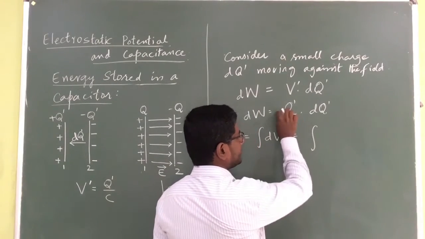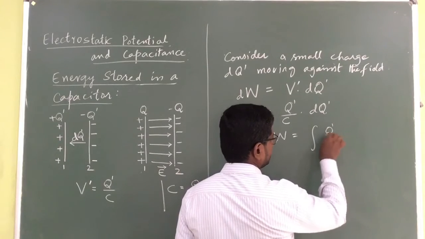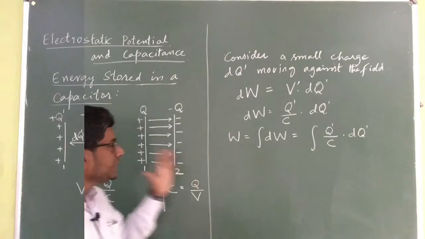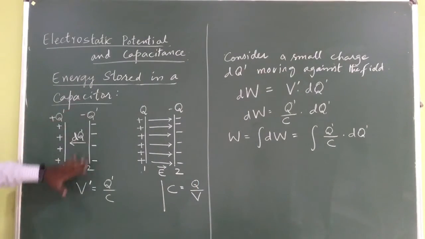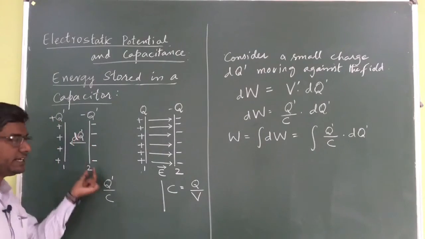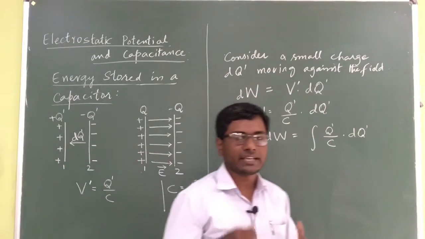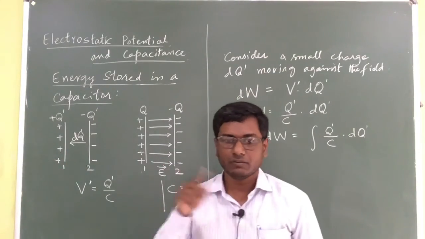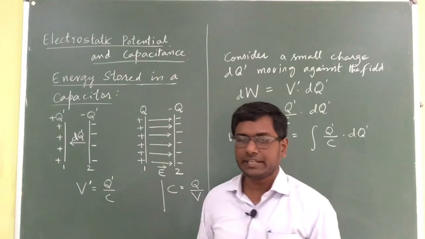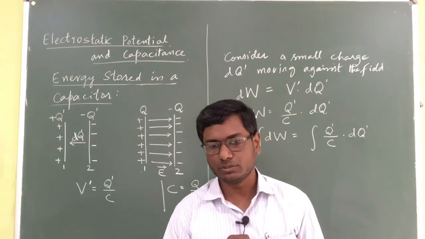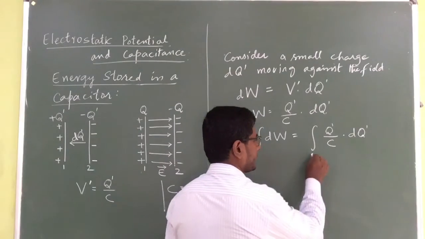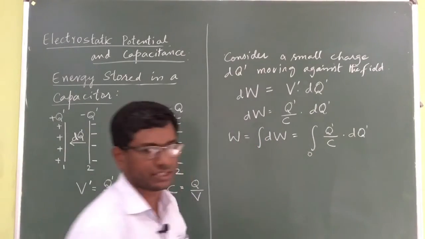dW is given by this equation: Q dash divided by C into dq dash. In the initial situation, when there was no charging of the capacitor, what was the total charge on each plate? It was 0. When the capacitor was initially uncharged, the charge present on the positive plate is 0, and the charge present on the negative plate is also 0. So the initial condition is 0, and I am going to take the lower limit as 0.